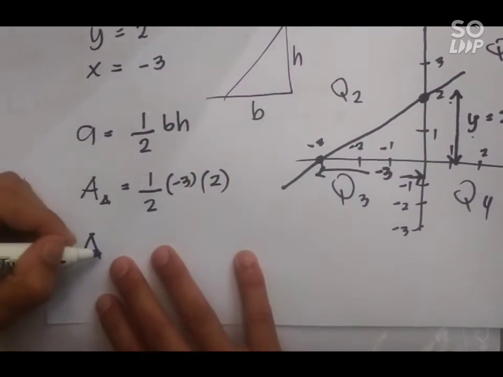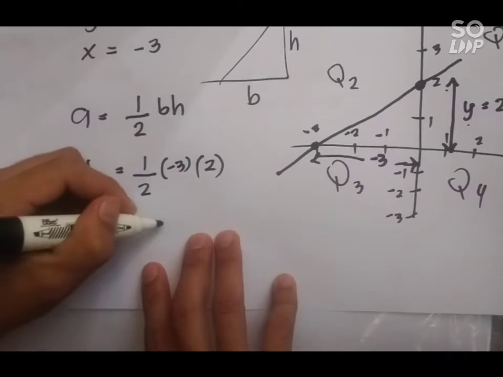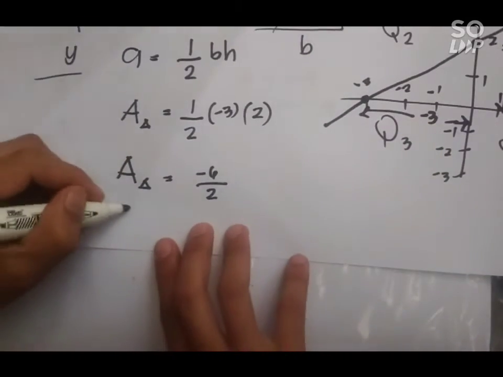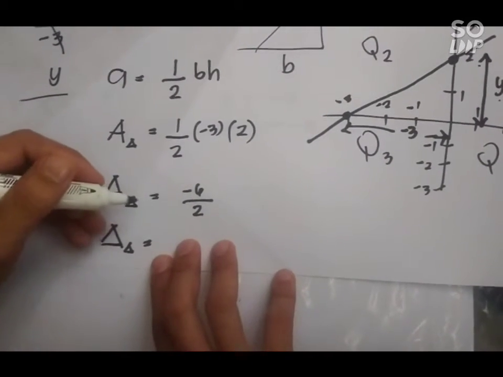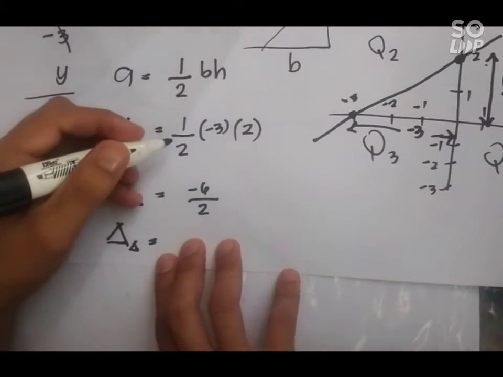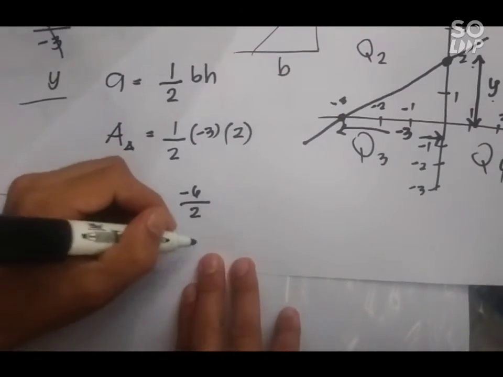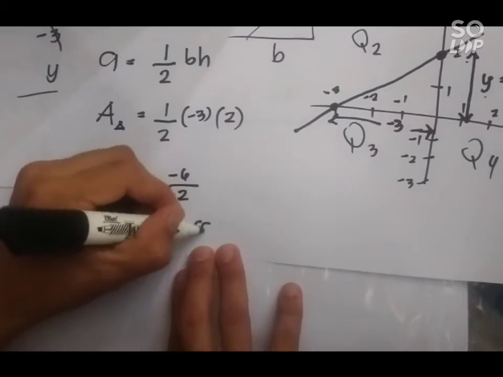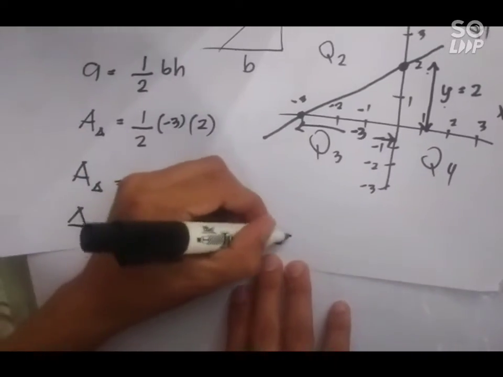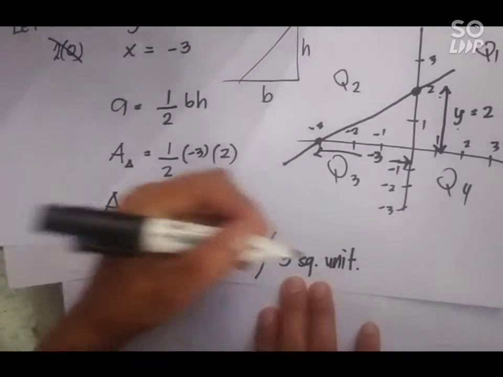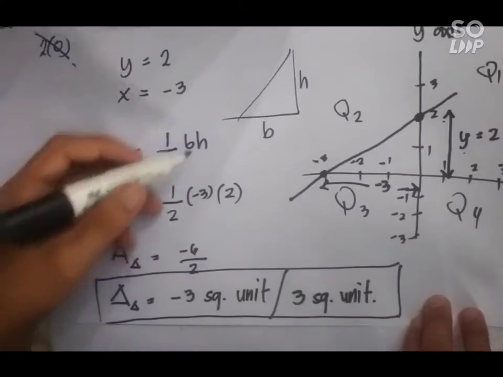So area of triangle plus negative 6/2, which is area plus equals negative 3 squared unit, or 3 rana, or 3 squared unit. Kaya wa man day base nga sukod nga negative.